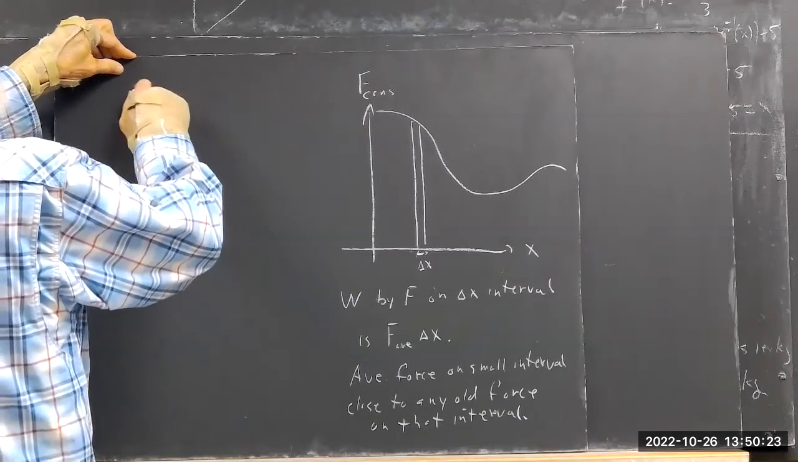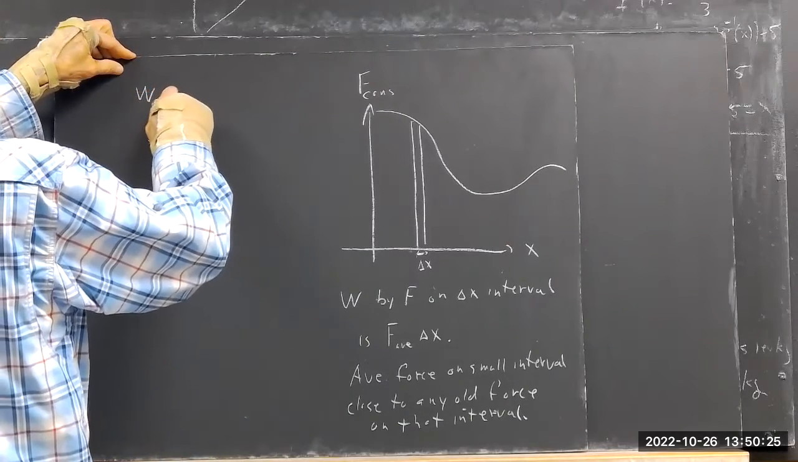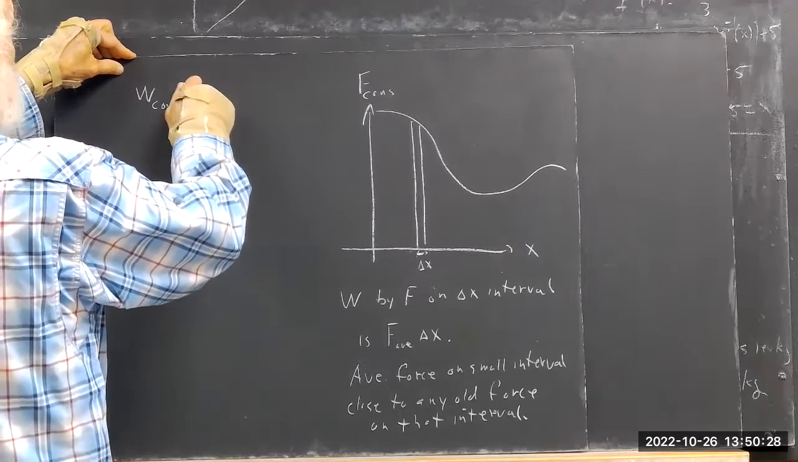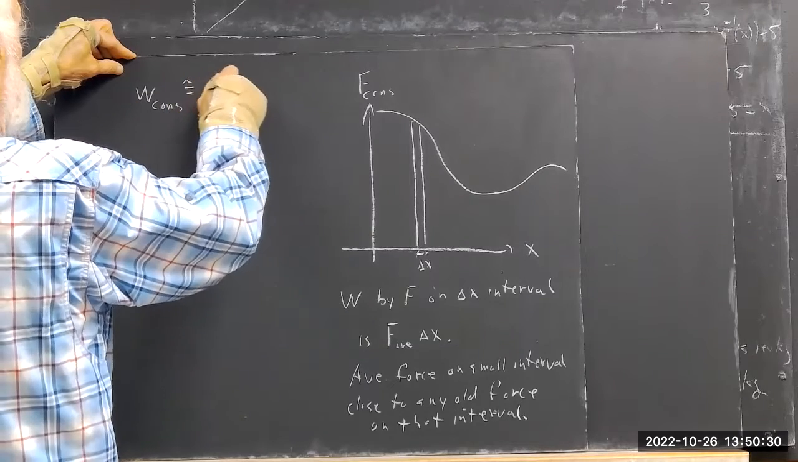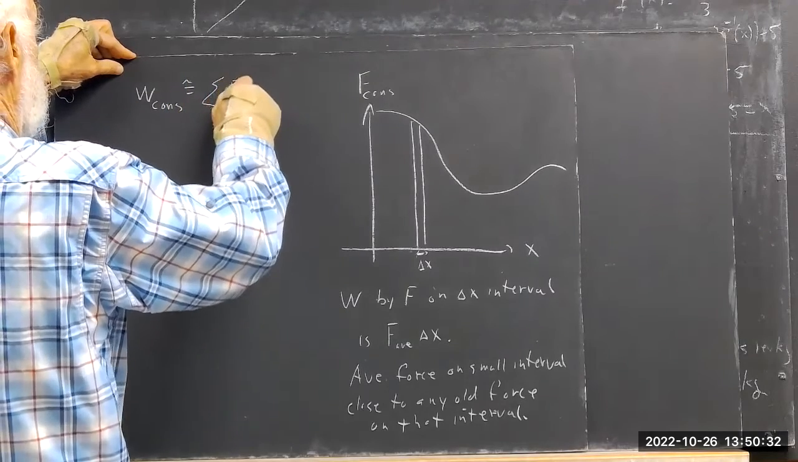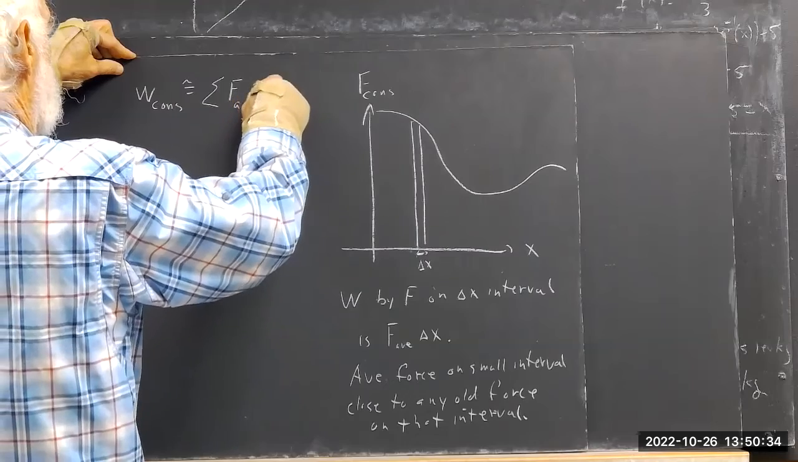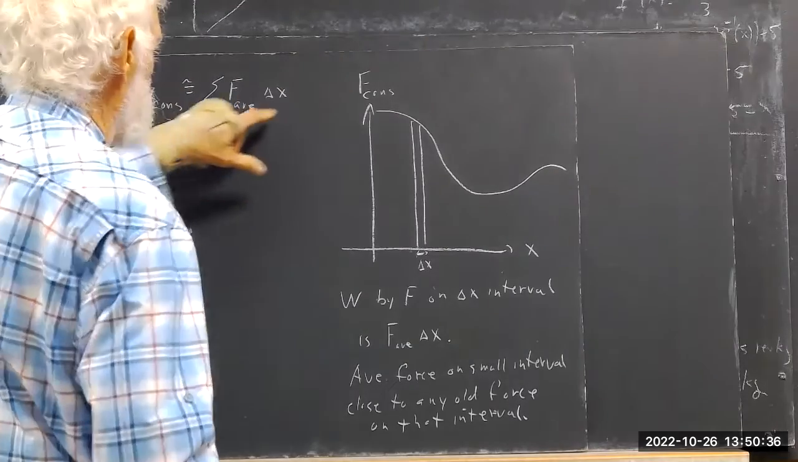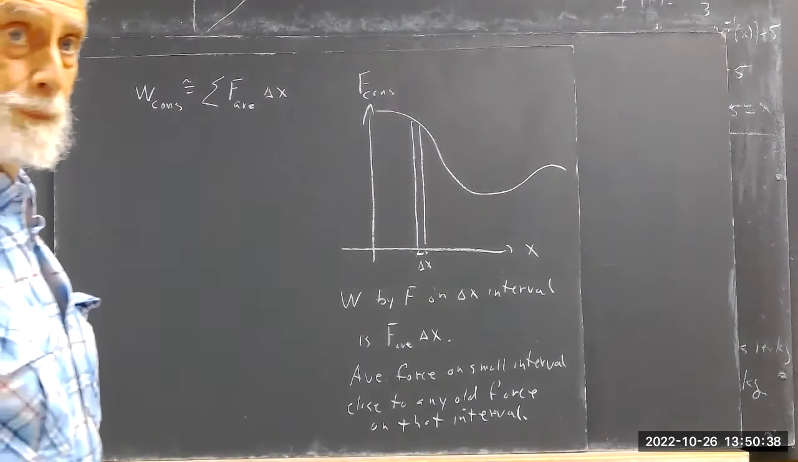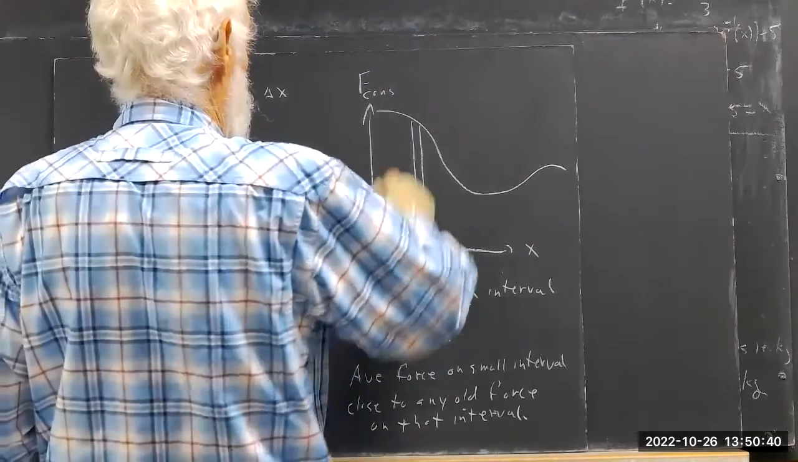So that we make a big jump here. Work done by the conservative force is approximately equal to the sum of F average delta X's for a bunch of small intervals.